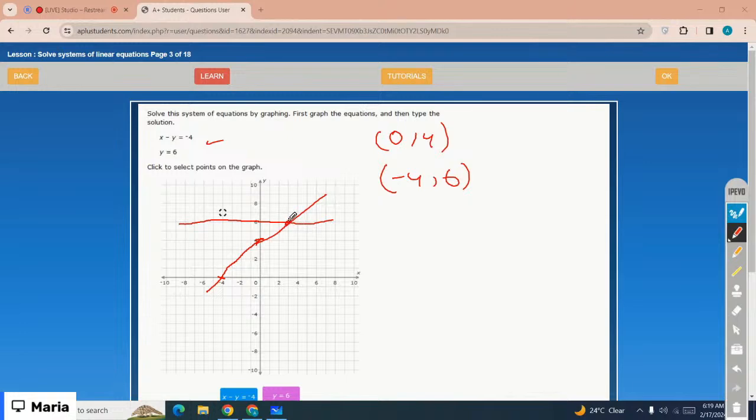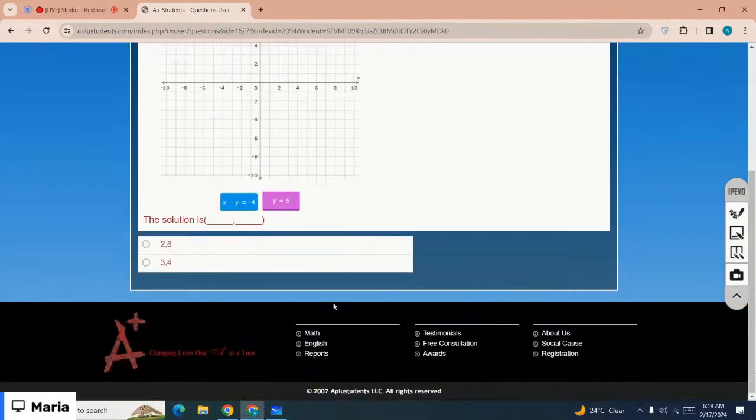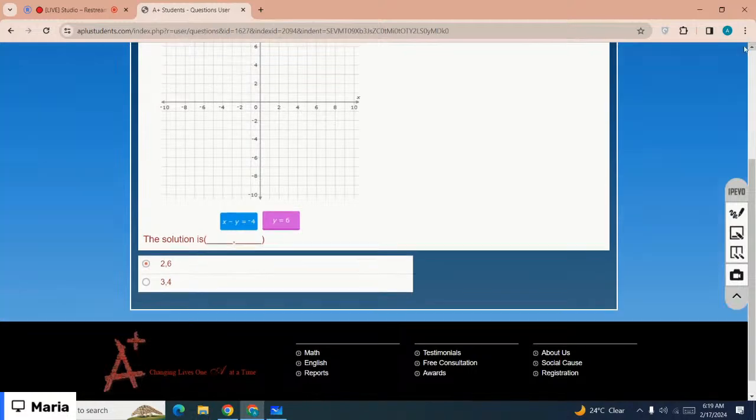I think that is the point of intersection, that is 3 and 6, right? X equals 3, y is 6 is the solution of the system, that is 3 and 6, right? 2, 6 it is, right? Not 3, 6, right? The correct option is 2 and 6. Okay, you can complete the lesson by yourself later today.